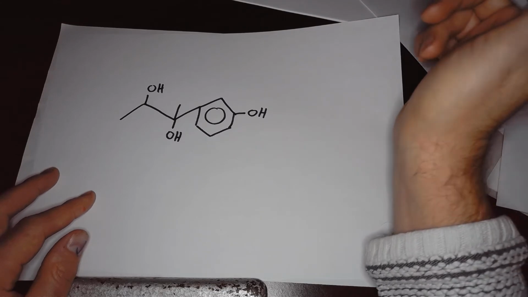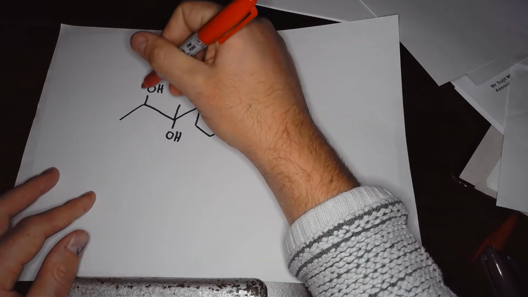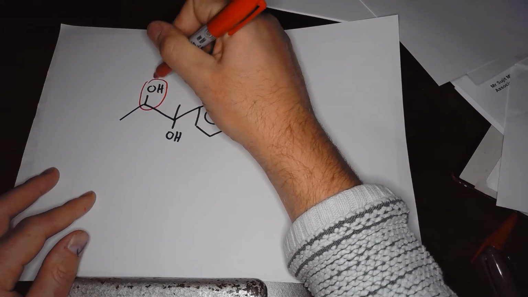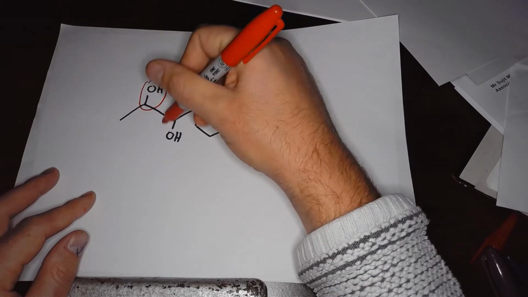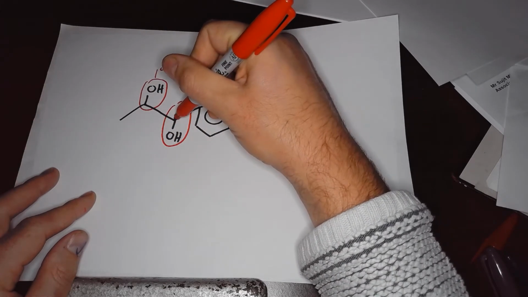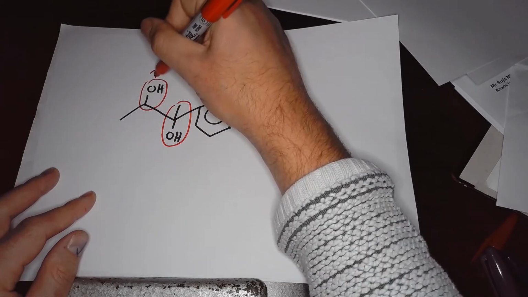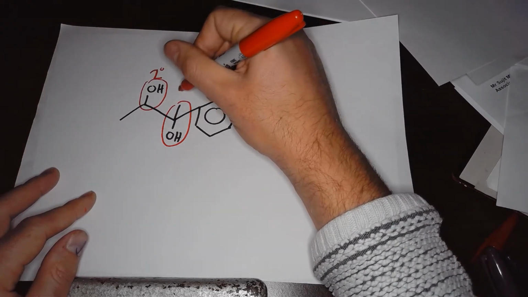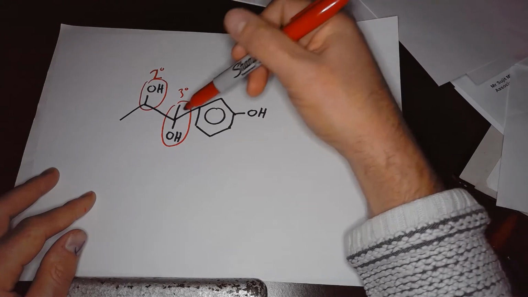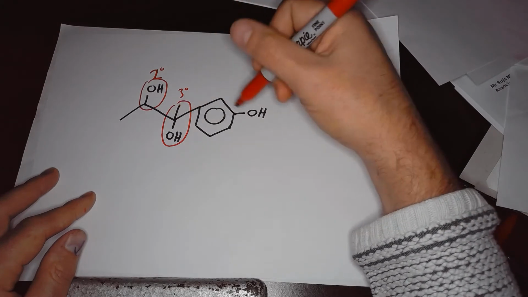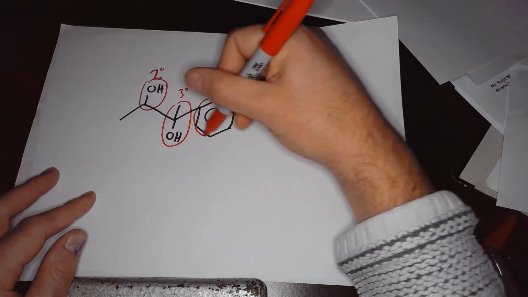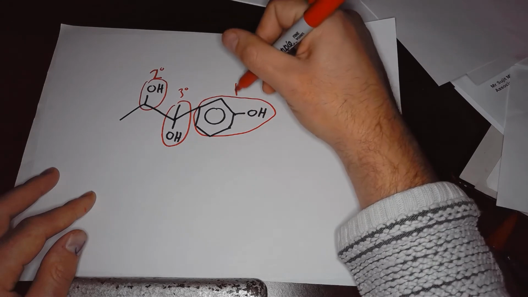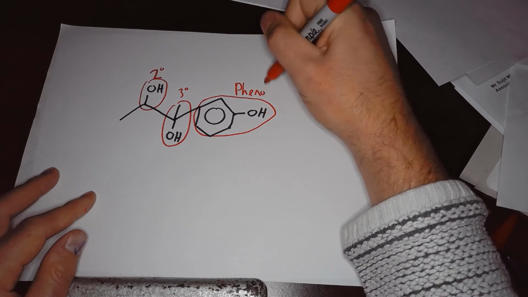Okay, lots of OHs here. This one is a primary alcohol. This one, because that carbon, sorry, this one's a secondary alcohol. This one is a tertiary alcohol because it's bonded to 3 other carbons. And this one is actually the whole thing, but it's a phenol. Watch out for that one, it comes up a lot.